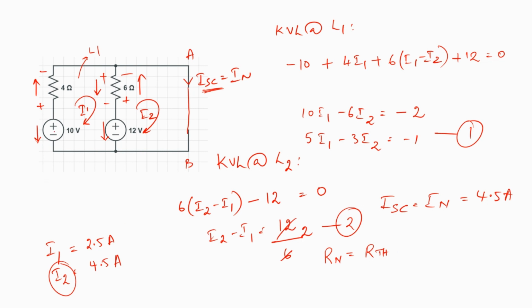Next, we need to compute the value of Rn, which is going to be the same as RTH. So here we need to kill the sources and find the resistance looking in from the terminals AB. And in this case, we have to remove this short circuit and then consider the equivalent resistance looking in from RAB. So what we obtain now is a circuit like this. So we have a resistor over here. We have a resistor over here. So this is say 4 and 6 ohms. And these are the terminals AB.